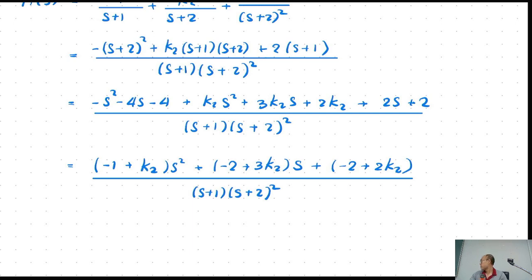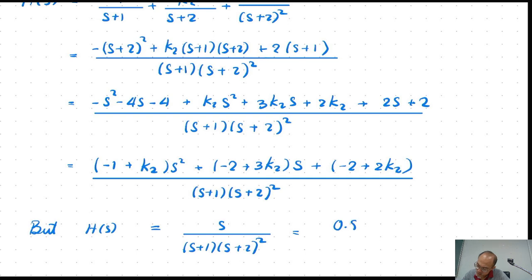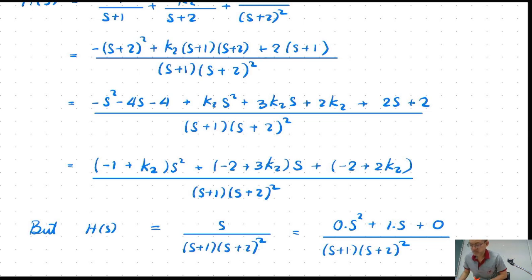Now, but we know H is equal to S over S plus 1 times S plus 2 squared, right? And that is, if I rewrite it quite naively, 0 times S squared plus 1 times S plus 0, divided by S plus 1 times S plus 2 squared. So what you see here, both of them have to be equal, right? They both have to be equal.